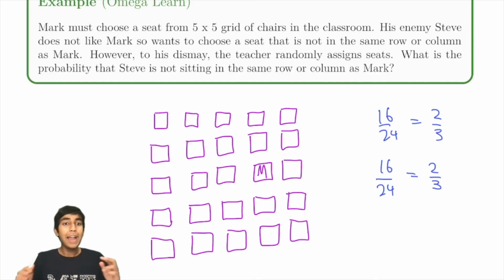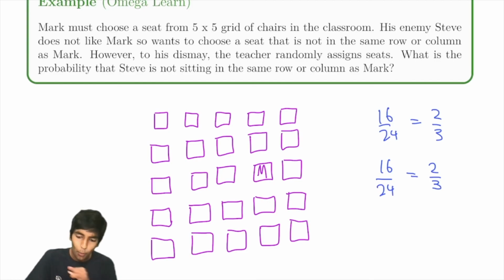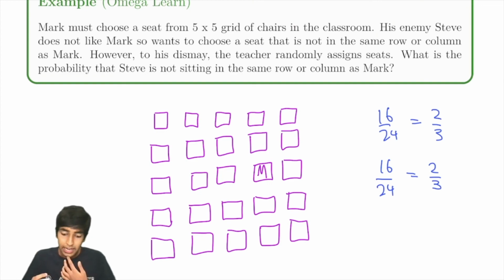So it's independent. Even though intuitively it seems like Steve's probability should depend on where Mark sits, it doesn't. So the probabilities are independent. And the answer is just 2/3. And that's a brilliant way to see it.